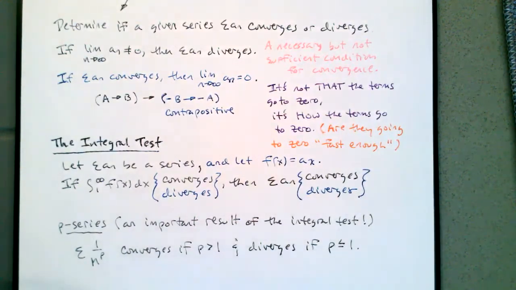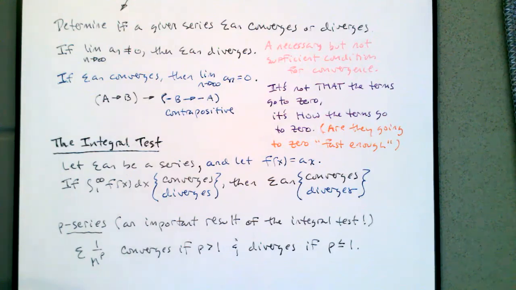I like to think of this as a result of the integral test because if we integrate 1 over n to the p, if p is greater than 1, then the n is still in the denominator in the antiderivative. And then when n goes to infinity, that antiderivative will go to 0. But if p is less than 1, then when we integrate, the n will be in the numerator, and so the antiderivative goes to infinity as n goes to infinity.